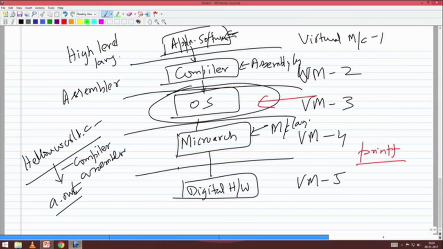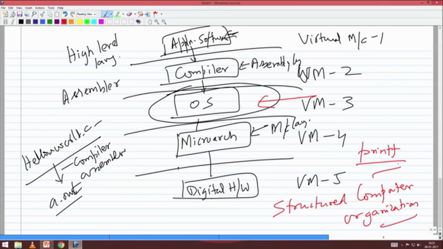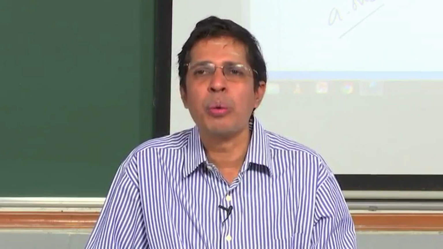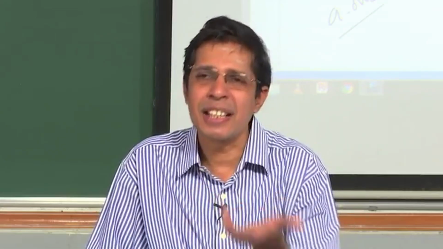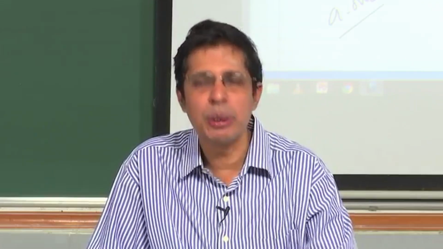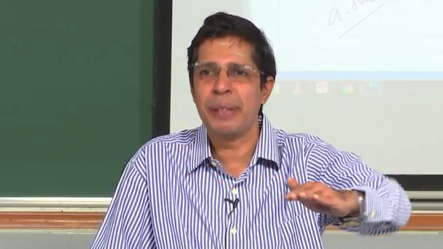So, in this entire organization, we call this a structured computer organization. In this structured computer organization, every machine, I call it a virtual machine in the sense that the person working at that level, for example, if I am writing an application software, I need not really bother who is going to compile my code, what is the underlying architecture. So, the 4 layers below the application software are completely hidden from me.